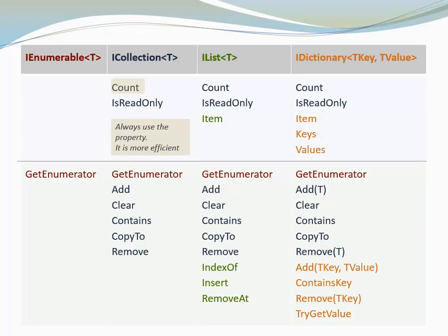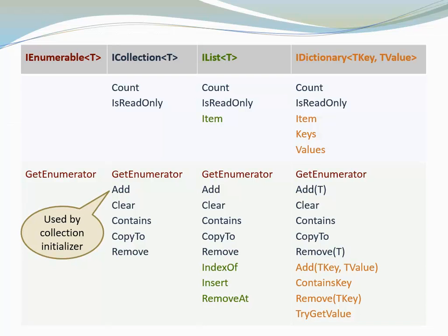The reason is the following. There is something called standard query operators. Those are methods that provide query capabilities like aggregation, filtering, sorting, and more. Many of these methods operate on objects that implement IEnumerable<T>. Some of these methods are Min, Max, Average, and also Count. So please keep in mind when working with ICollection<T> that we always want to prefer the property Count.